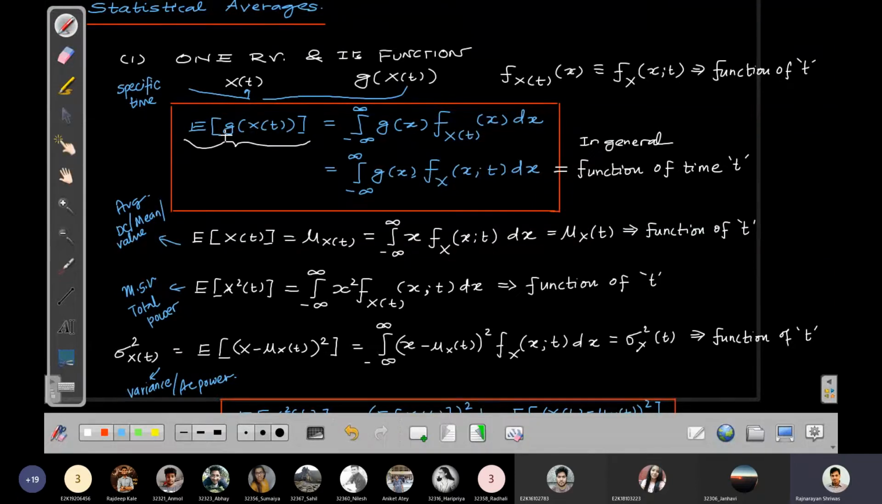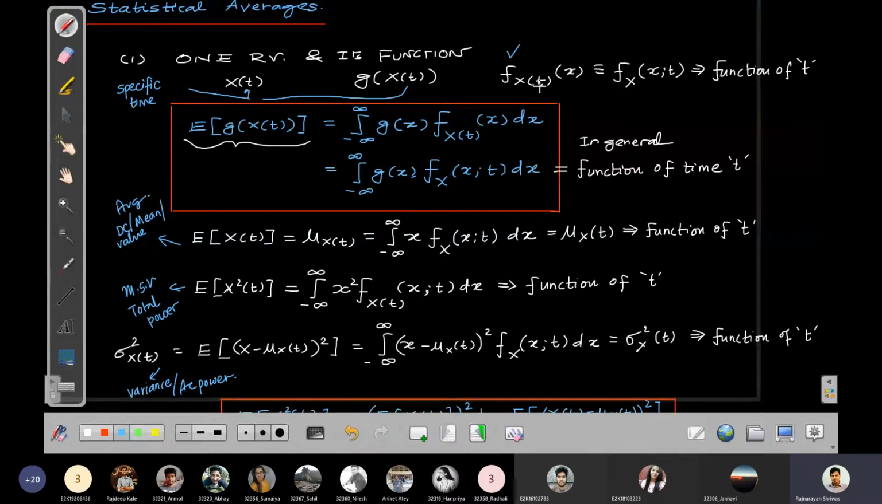Whatever goes inside this expectation has to be a random variable. To be a random variable, it has to be sampled at one time, right? So this is just a specific time. And what we know is the PDF of that random variable at that time.